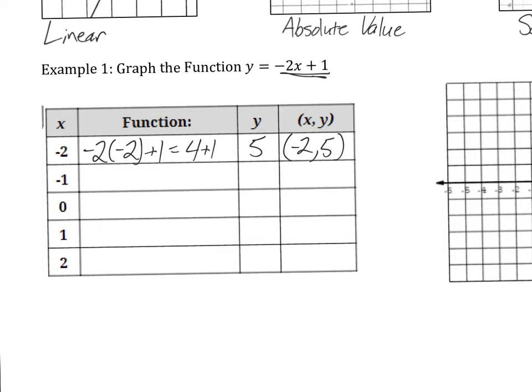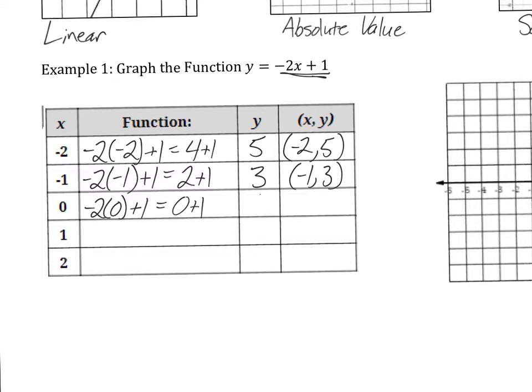The next one, again, we have -2 parenthesis. What am I going to plug in this time? -1 plus 1. -2 times -1 is 2 plus 1 is 3. So I have a dot at -1 comma 3. Next one, -2 times parenthesis 0 plus 1. So that's 0 plus 1. So y is 1. So we have a dot at 0 comma 1. Go ahead and try the next one.